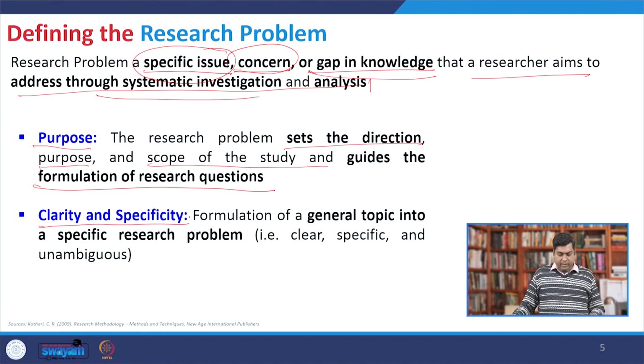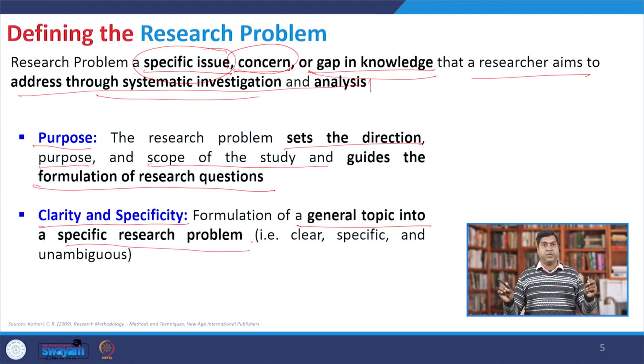Also in this case, clarity and specificity is a very important part, because in this stage from a broad general topic you pinpoint to a specific research problem, very clear. Because as I already mentioned, as researchers many a time we are very optimistic and we try to solve so many things, and we aspire to solve everything.